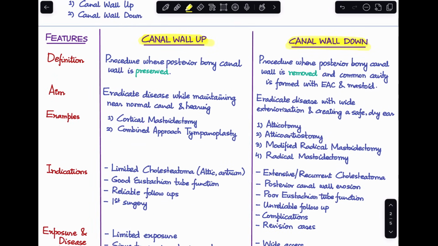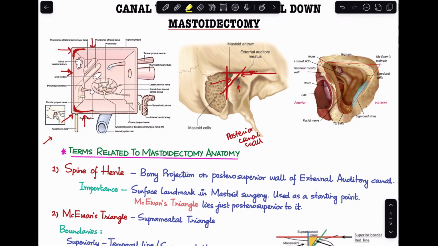So, coming to definition. So, canal wall up. Now, if we see this image over here, I just told you that the ESC over here and the mastoid antrum over here, they share a common wall, which is the posterior bony canal wall. When this canal wall is preserved, which is it is intact at the end of the surgery, basically maintaining the differentiation between the mastoid cavity behind and the ESC in front, that is known as canal wall up procedure.